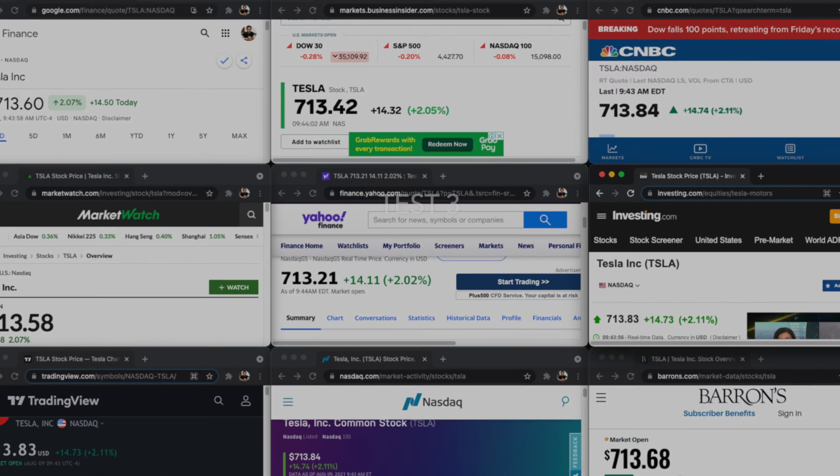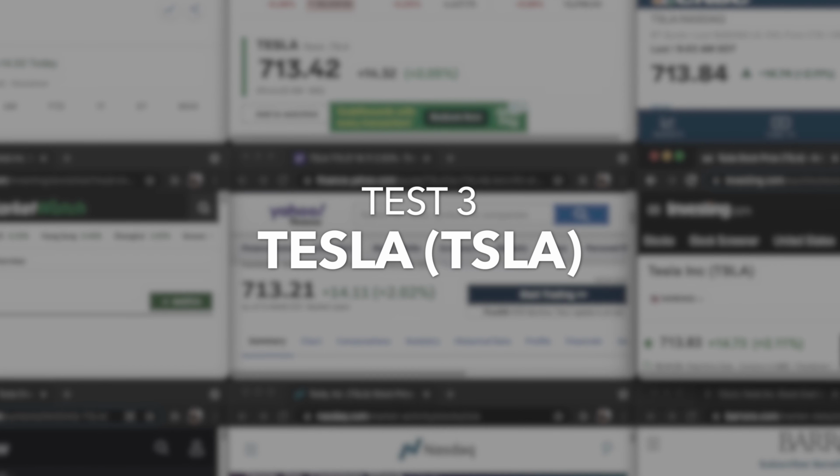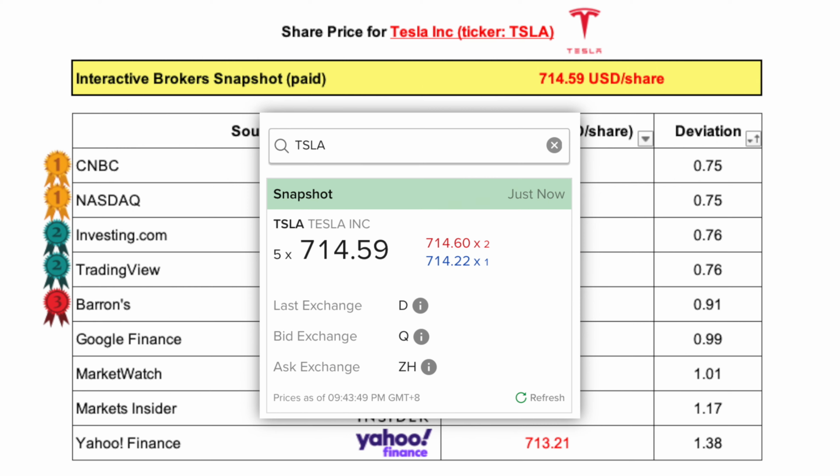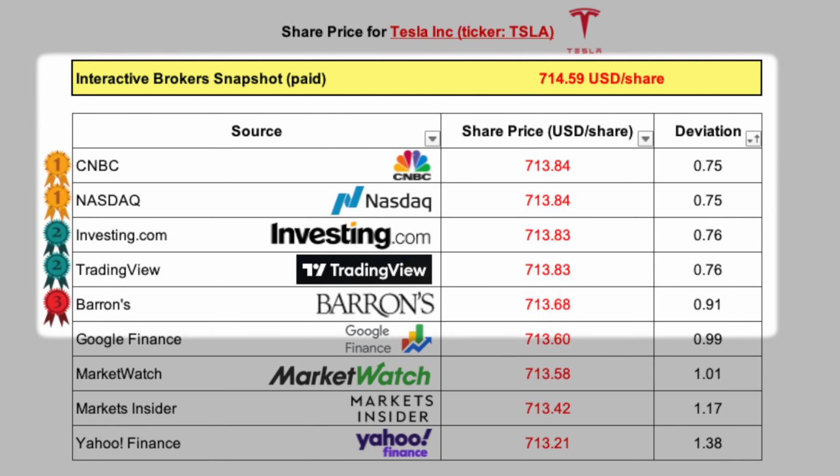Pretty impressive. The third test is on Tesla, also a highly traded stock which is priced somewhere in between Apple and Google. Here's the result. CNBC and Nasdaq tie at the first place, followed by Investing.com and TradingView at the second place, and Barron's at the third place.